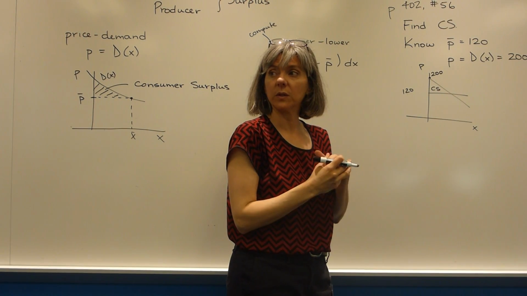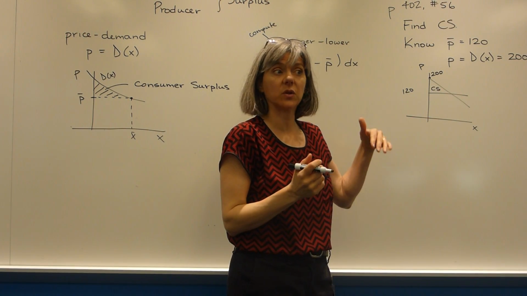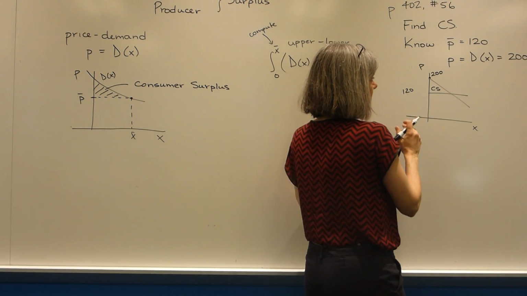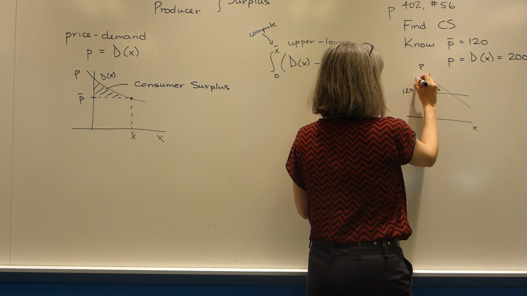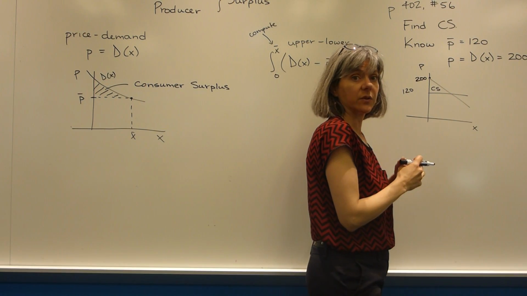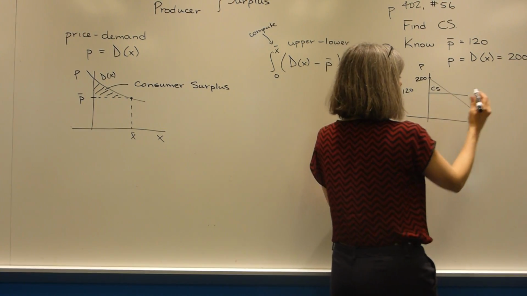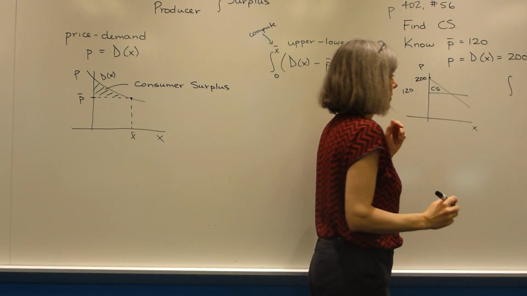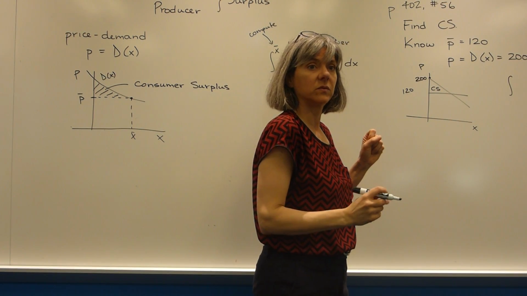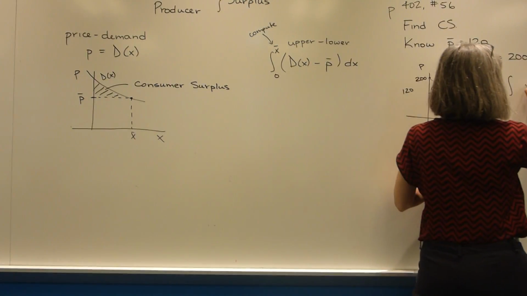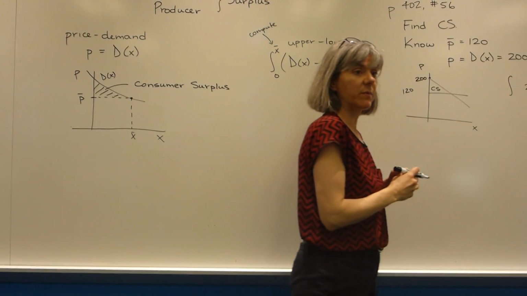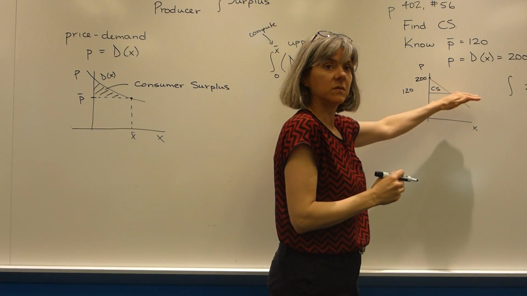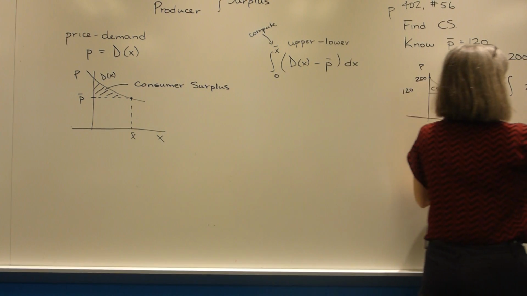Okay, so there's an area between the curves. In this case, it is a triangle, so we could use geometry, but let's not. Let's go ahead and do it the calculus way, set up the calculus. So I know that I'm going to integrate. Which one's my top curve? Yeah, this one, the 200 minus 0.02x, minus my bottom curve, 120.